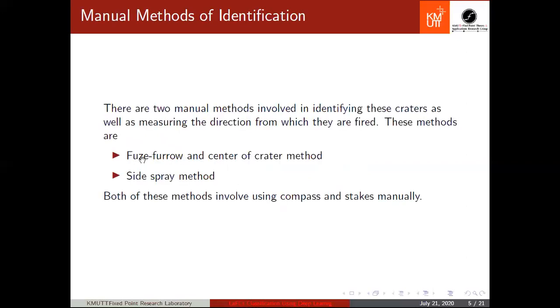There are two manual methods involved in classifying and identifying these types of craters, as well as measuring the direction from which they are fired. The first one is the fuse furrow and center of crater method, and the second one is the side spray method. Both of these methods involve using a compass and stakes manually.